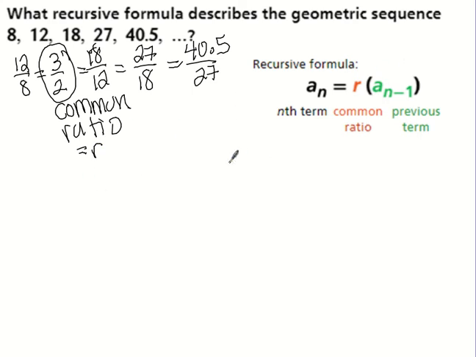So the recursive formula is just a sub n equals 3/2 times a sub n minus 1. That's it. There's nothing else for me to fill in. This is the previous term. So if I wanted to find the 6th term, counting 1, 2, 3, 4, 5, I would plug in 3/2 times 40.5 and that would be my answer. This is an A, by the way. I know that kind of looks like a 9, but it's an A. And same with this. These are A's. They're really bad. Sorry.